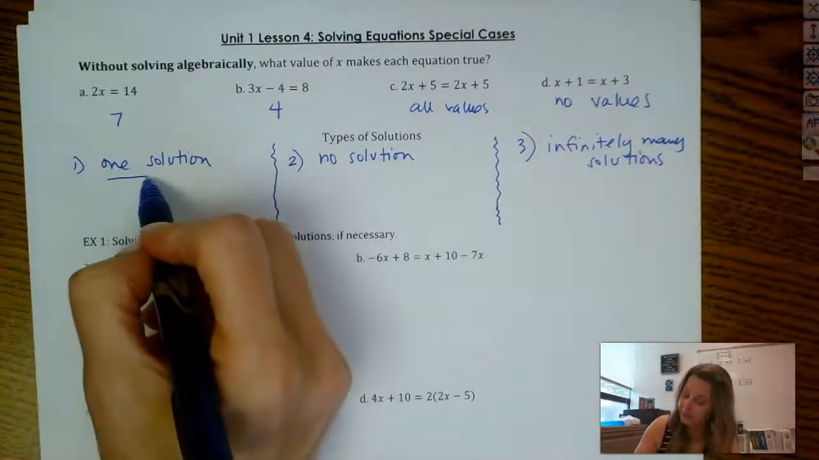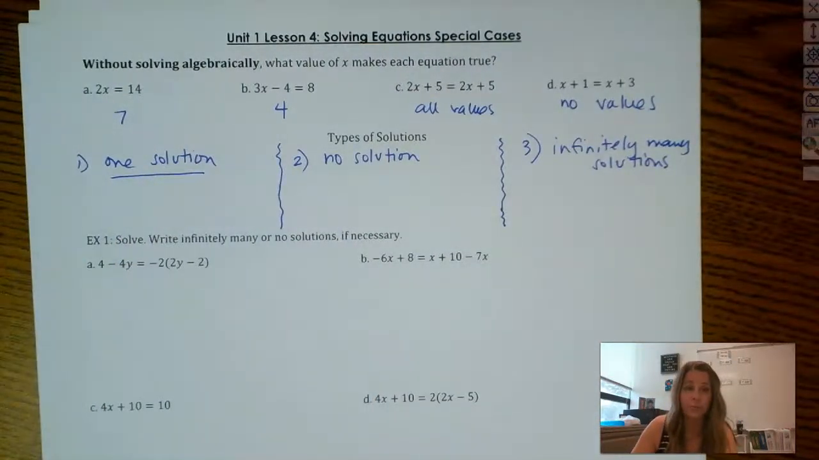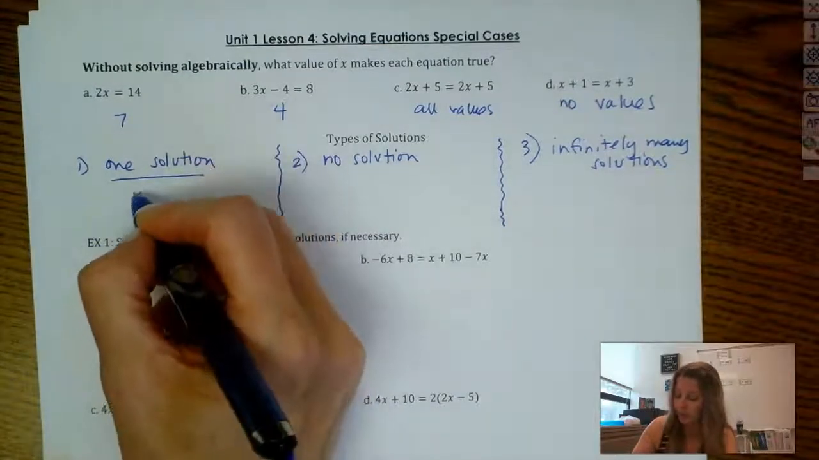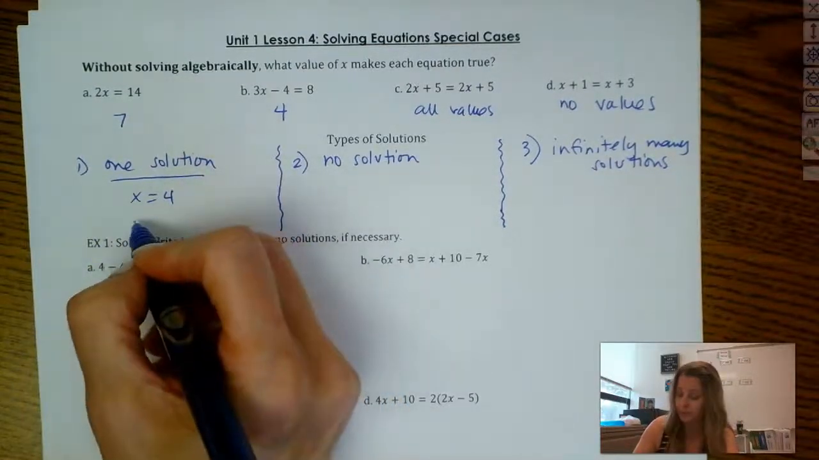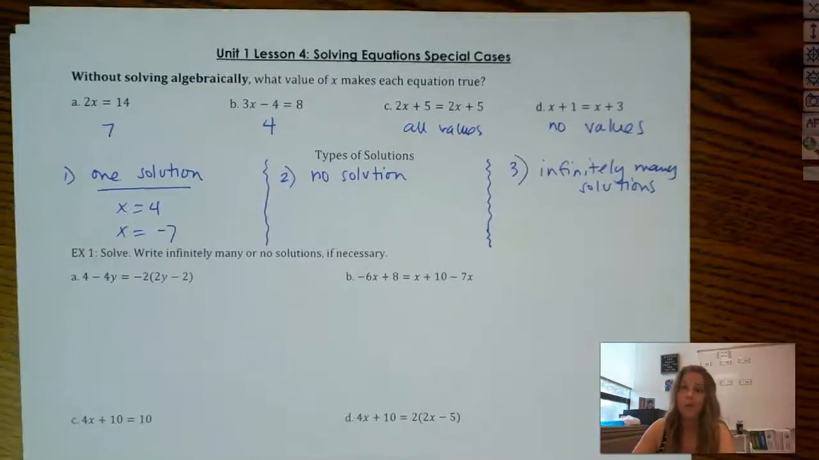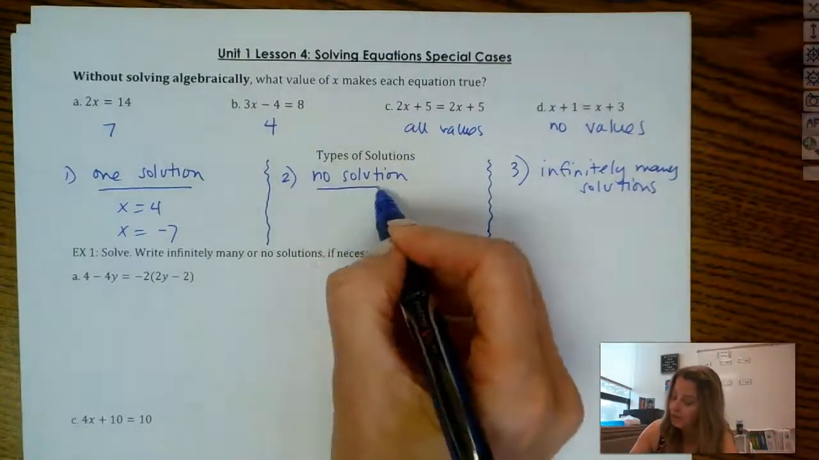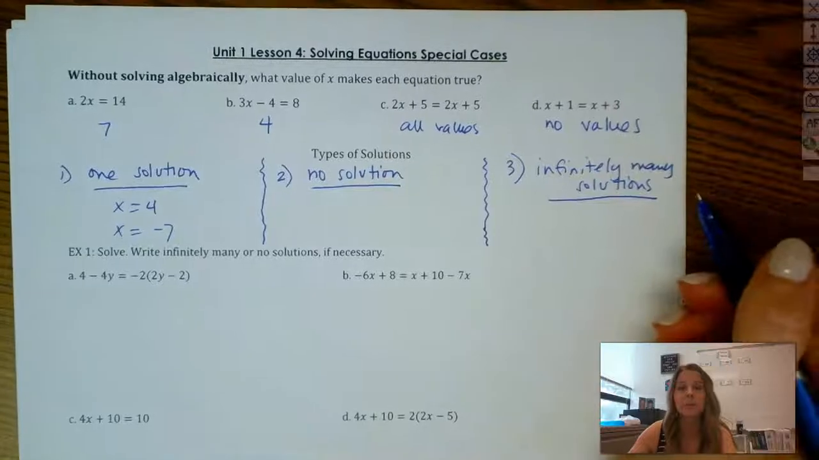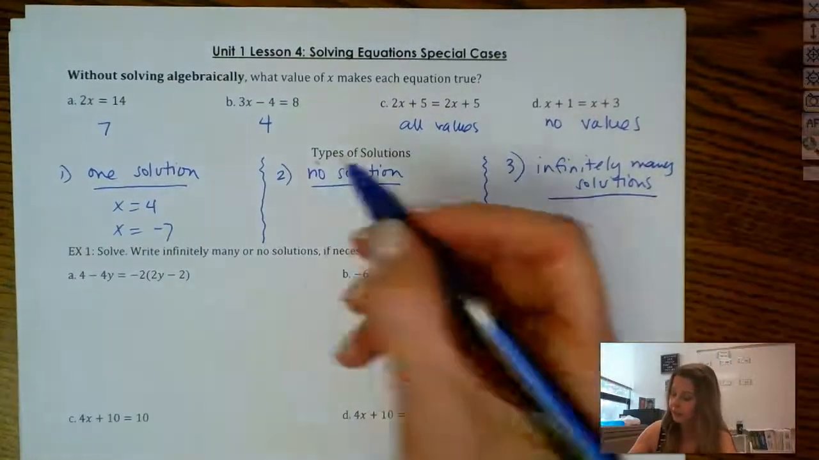All right, let's go back to one solution. This is your typical equation where you get x equals 5, x equals 1. So you might get something like x equals 4, x equals negative 7. This is what I would call the normal case. This is what we spend a lot of time in math doing. No solution and infinitely many solutions are similar in some ways, but different in others.